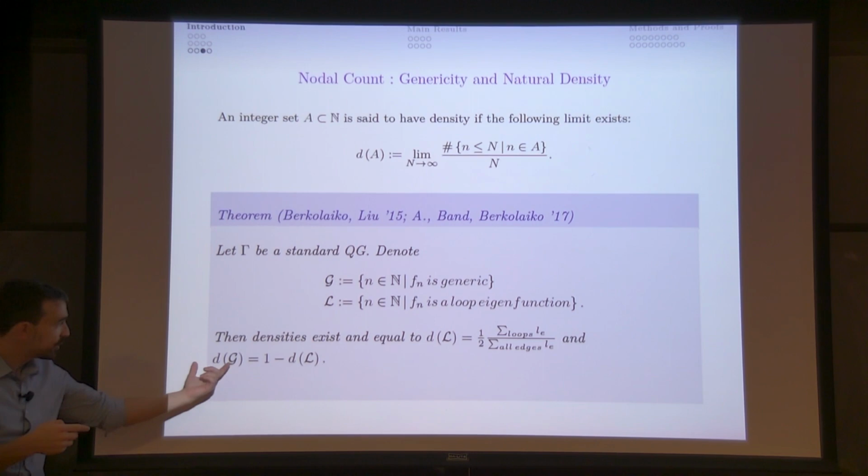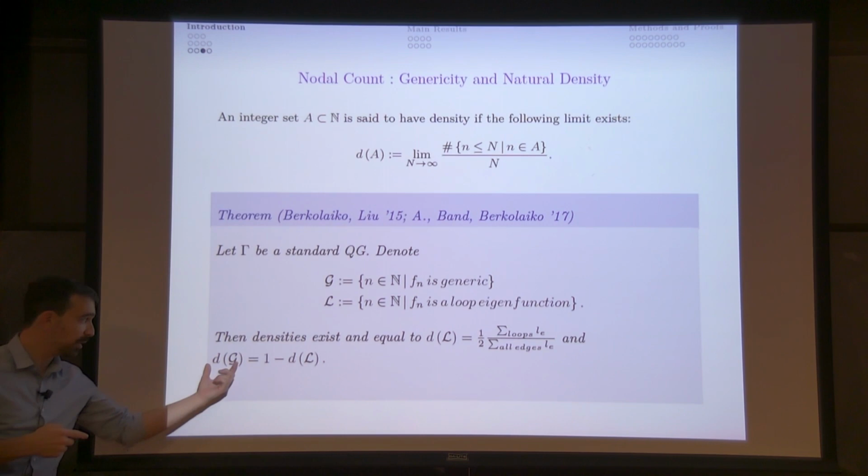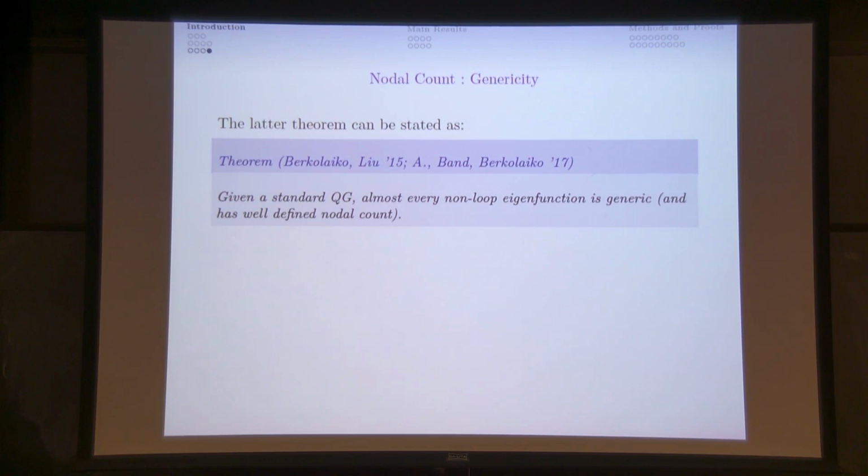So the main issue here that I want you to see is that everything that is not a loop eigenfunction is generic. So it's the complement to one. In specific, if we have no loops, then we have no loop eigenfunctions, so the density is one. And this can be summarized to the following: given a standard quantum graph, almost every non-loop eigenfunction is generic, and we can talk about the nodal count. So this is just to justify what I'm doing.